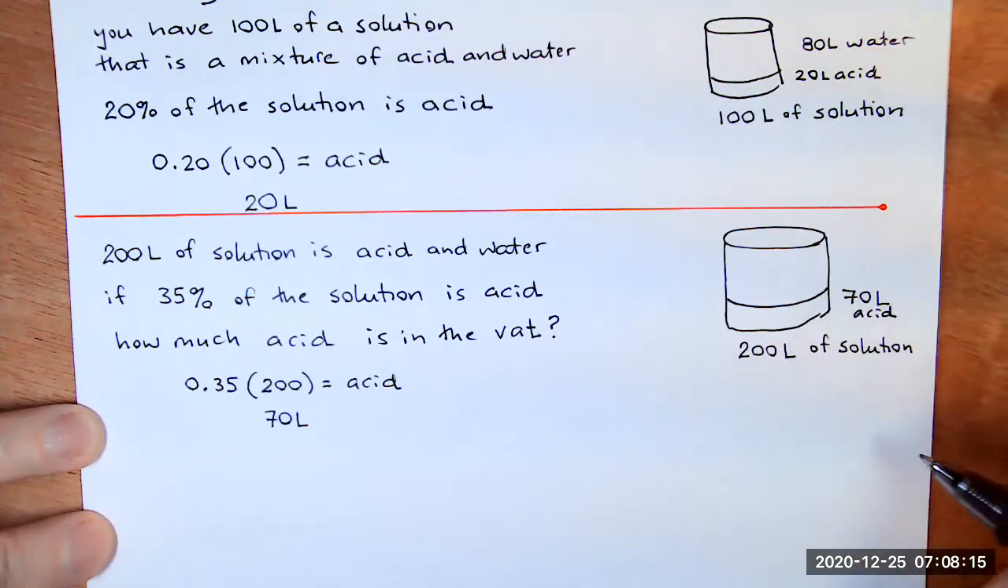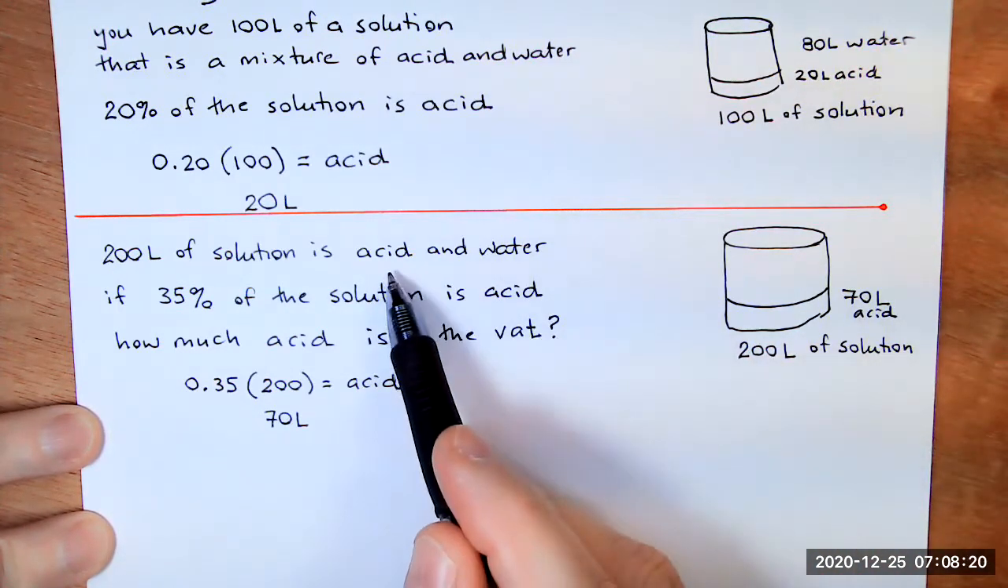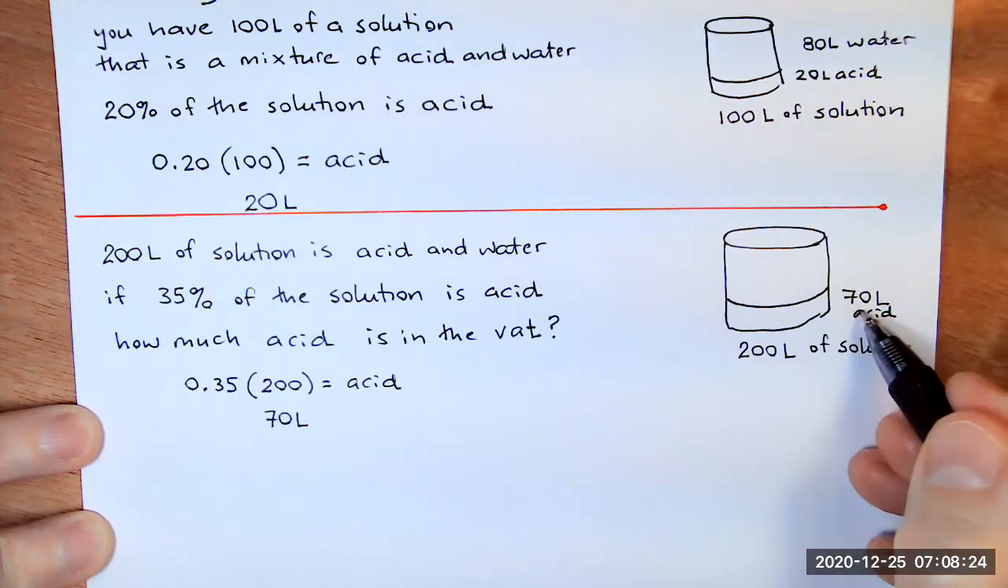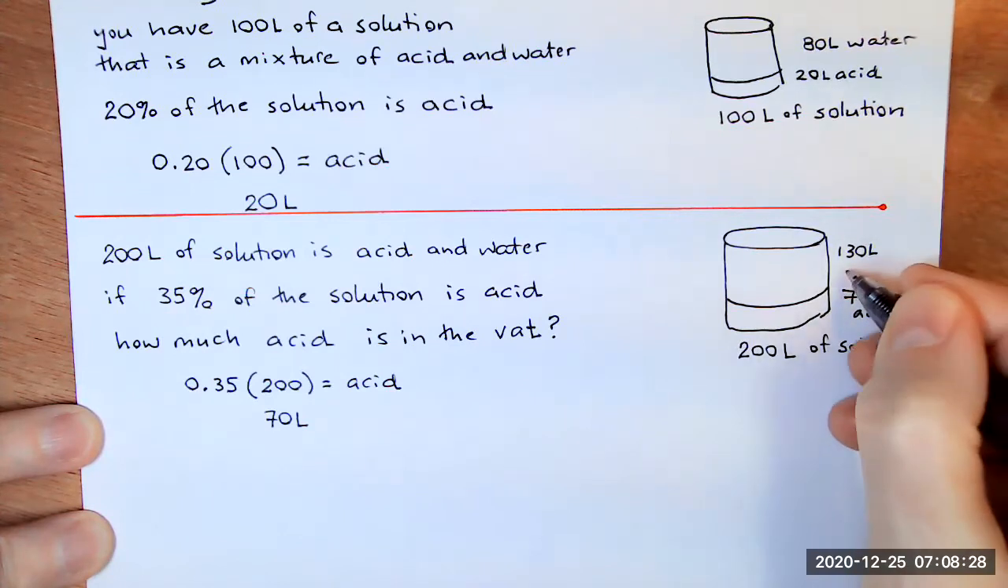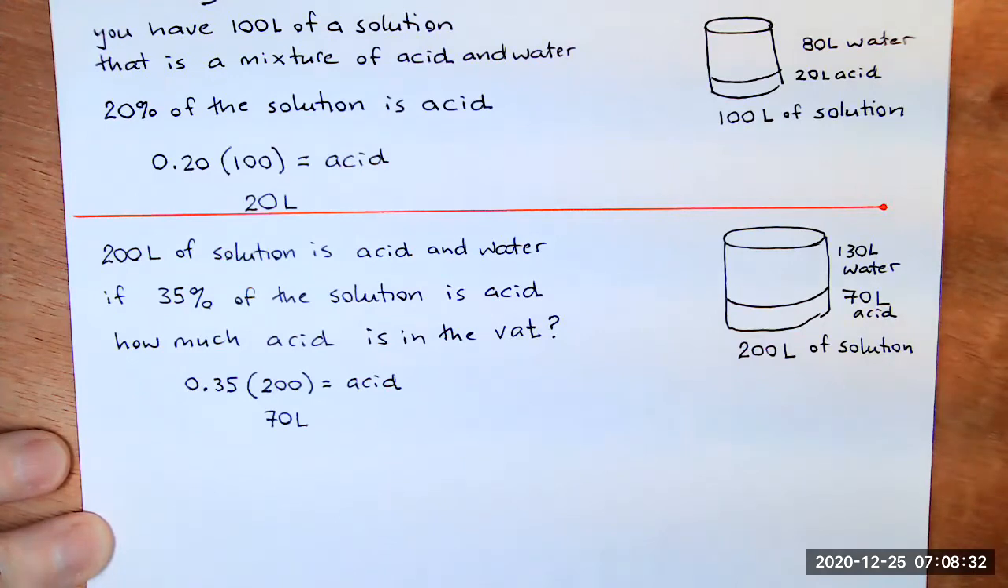And then you can easily figure out how much water is in this solution. Since it's only acid and water, that means the rest, 200 minus 70, or 130 liters, is water. All right, I think we're ready for a more challenging problem.